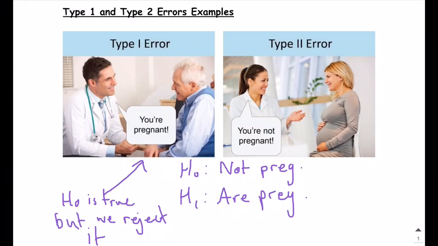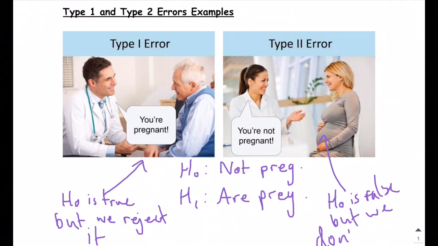Now, a type 2 error here, this lady has what we can assume is a baby in her womb, and so the doctor here is telling her that she's not pregnant. Silly doctor. So quite obviously here, H0 is false. Our null hypothesis is false, and H1 is true. So in this case, we should be rejecting H0, but we are not. H0 is false, but we don't reject it.